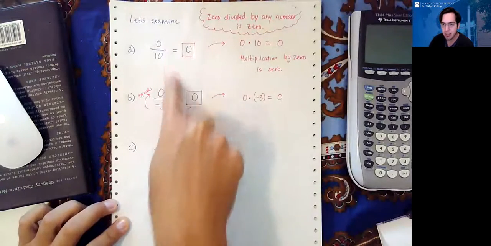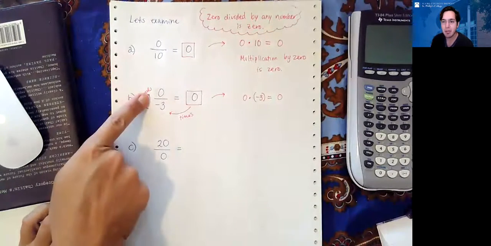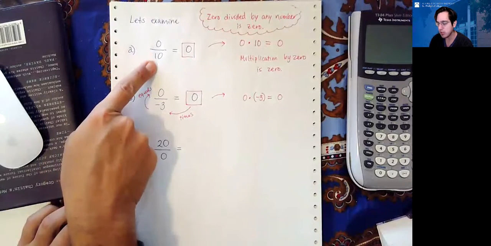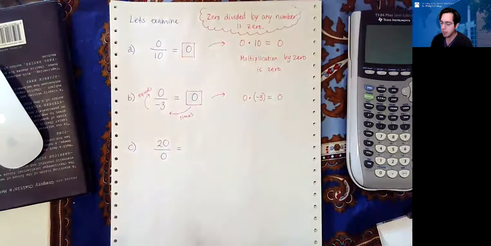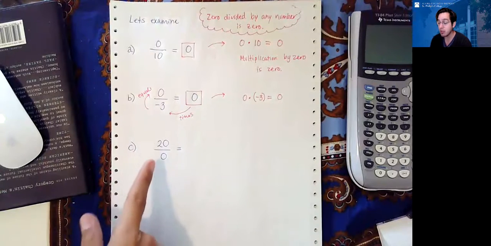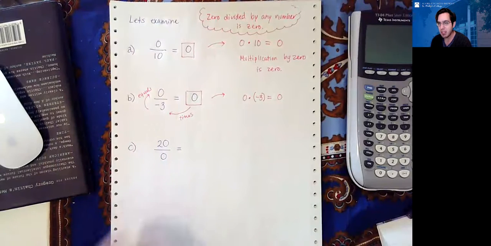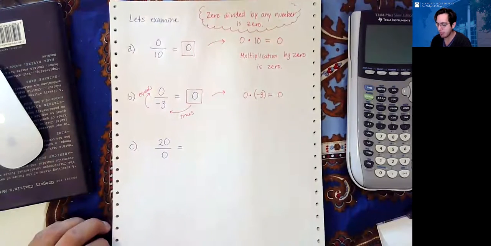Because in these examples, the 0 was on top. So you can think of it as 0 divided by a number is always 0. That's always going to be true. But in this example, the 0 is on the bottom. So it's not the same kind of problem. This is a number divided by 0. Do we have any other guesses for what this might be?